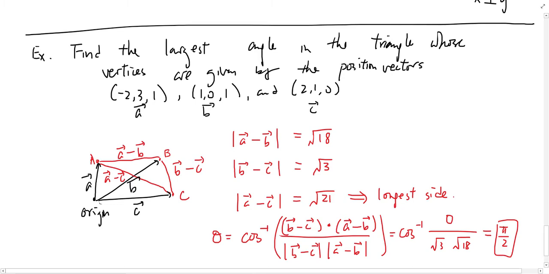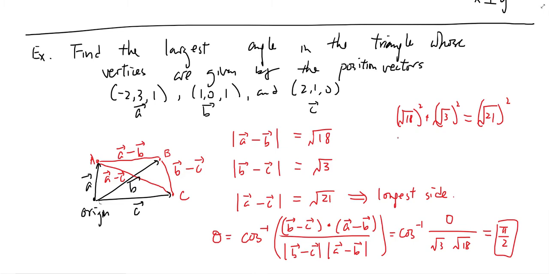Now, is it shocking? Well, actually, no. Some of you might have already noticed it. If you look at the three lengths that we figured out, notice that they actually satisfy the Pythagorean theorem. Just think about this right here. If I take radical 18 squared plus radical 3 squared, guess what? That's just equal to radical 21 squared, because 18 plus 3 is 21. So since it satisfies the Pythagorean theorem, it must be a right triangle, and therefore the largest angle of a right triangle must be 90 degrees, or pi over 2.